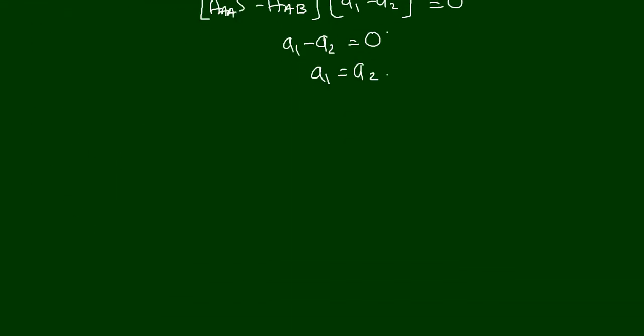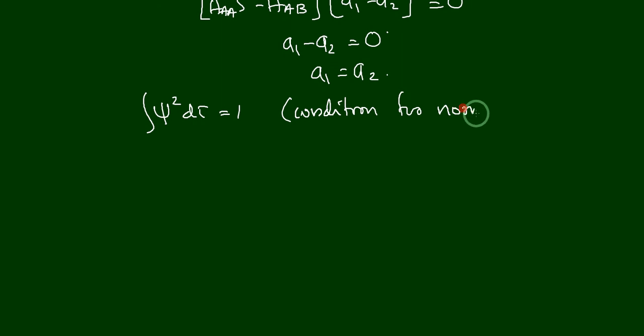In order to get the value of A1 and A2, we are going to apply the normalization condition. We have a molecular orbital. The molecular orbital is psi, and this psi is a normalized molecular orbital. It means that the integral of psi square d tau is equal to 1. This is the condition for normalization.